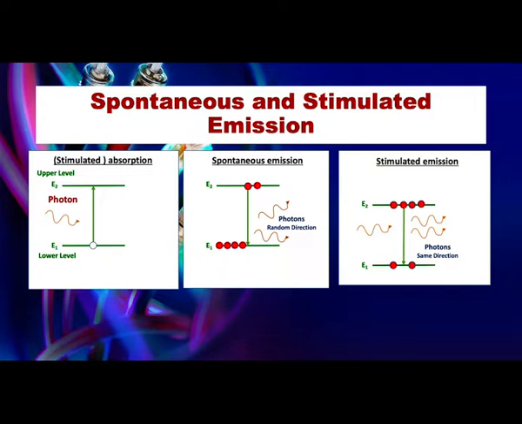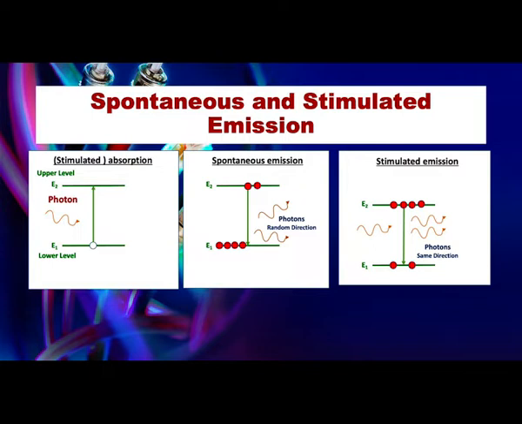Then, if I give some energy, the atom at E1 absorbs the photon and goes to E2. This is called stimulated absorption. On the other hand, we go to the next stage. As I told you, the excited atoms in E2 cannot stay there for a long time, and then it will produce emission.